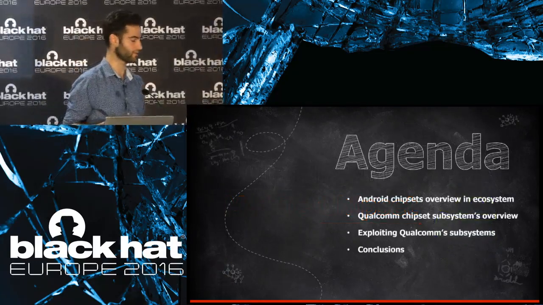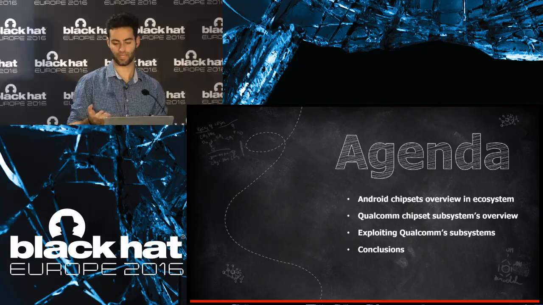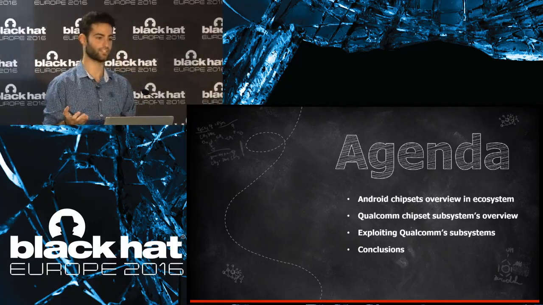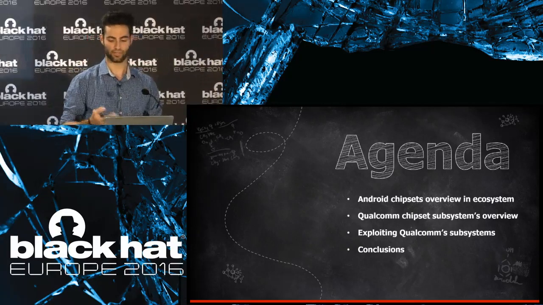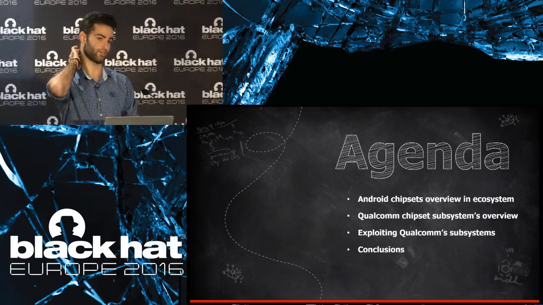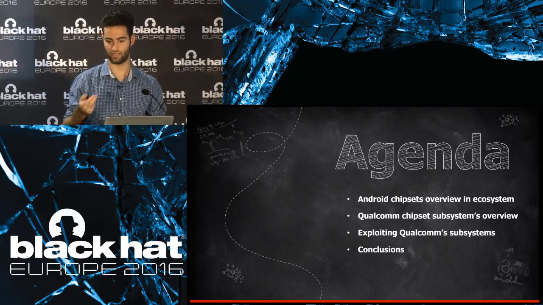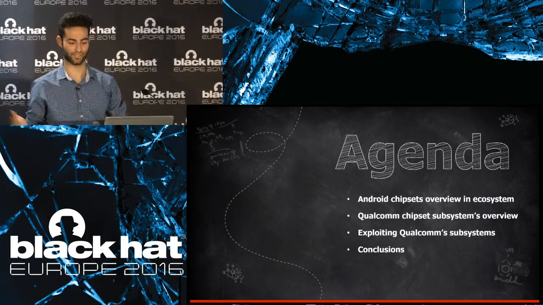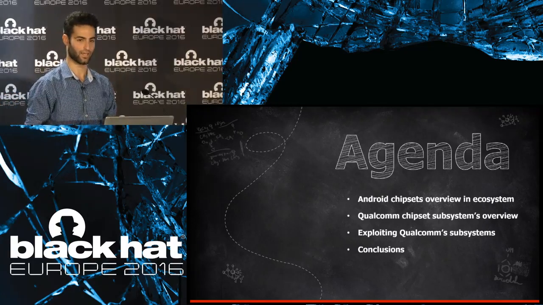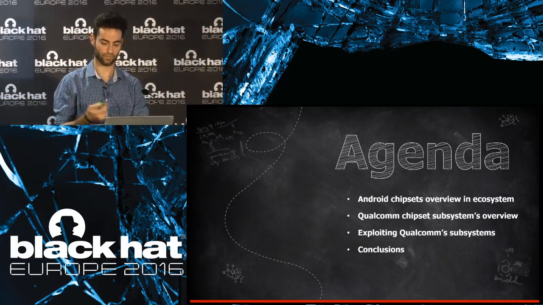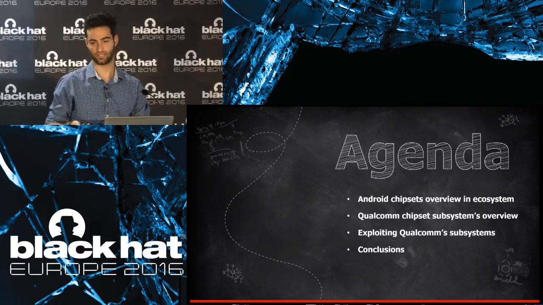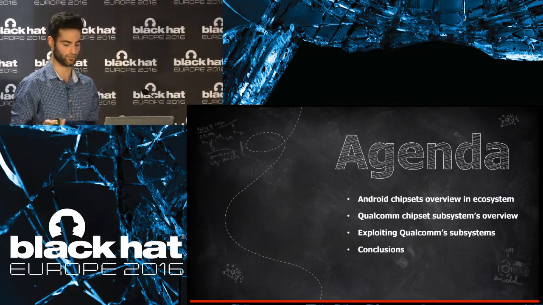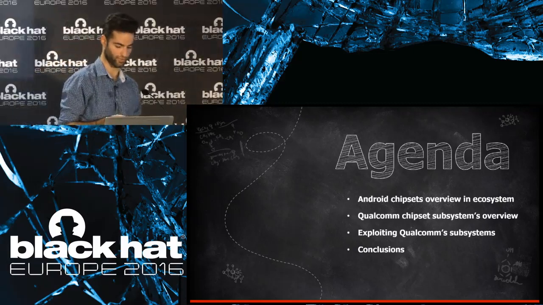So our agenda for today. First, we will speak about chipsets generally, their location in the ecosystem of Android, and how they affect the overall security of Android. Then we will focus more on Qualcomm chipsets and review some of its different subsystems. Afterwards, we'll reveal new, not anymore, zero-day vulnerabilities that we found, including a demo video of one of them. And finally, we'll discuss some sticking points in the security of Android and ideas on how to improve it.